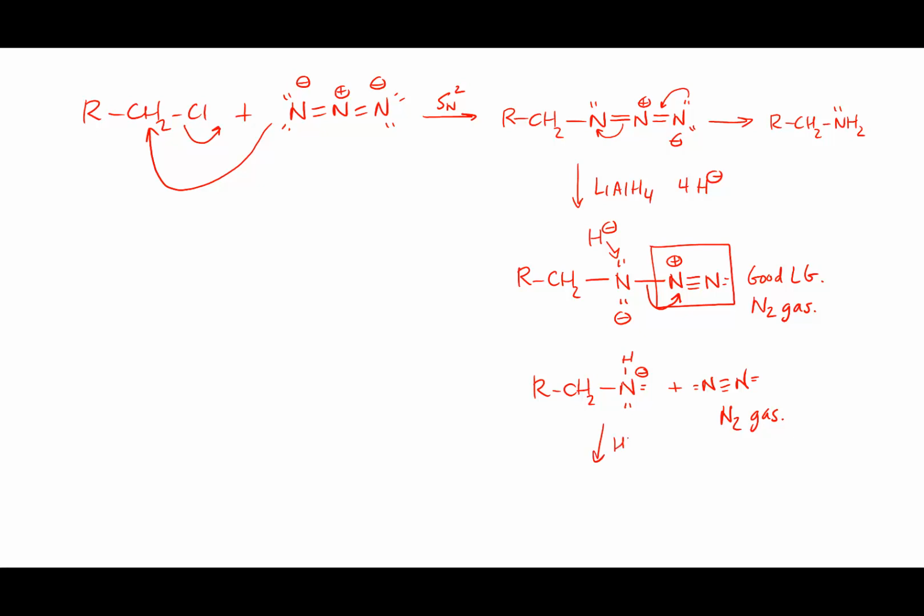So when I add my H plus H2O step, like I do with all lithium aluminum hydride reactions, I'm going to end up forming the primary amine, because the H plus will react with the N minus. So that's how an azide basically becomes an NH2 group, through using lithium aluminum hydride.